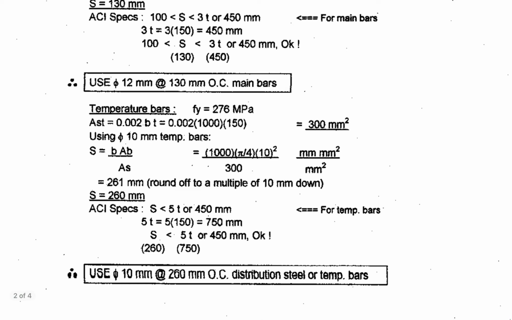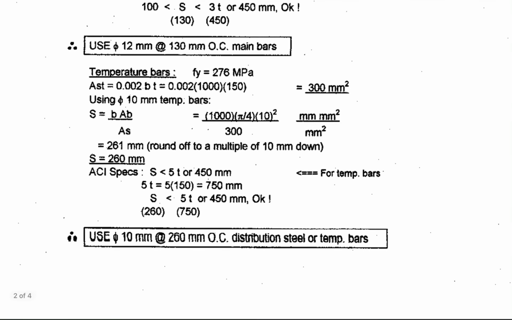And then for the temperature bars, so usually the temperature bars is 10 mm. So using an FY of 276, the area of steel for temperature bars, you have 0.002 times the base times the thickness. So normally the base is the width, or that is the 1 meter strip. Okay, then you have thickness of 150, so therefore you have the area of steel equivalent to 300 millimeter squared. Then solve for the spacing.